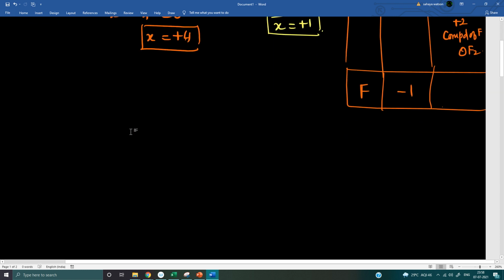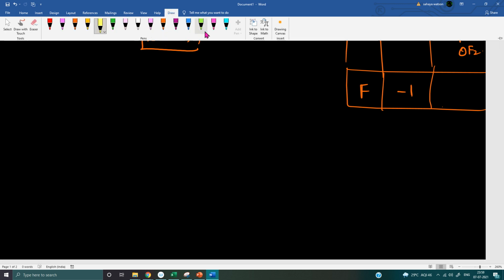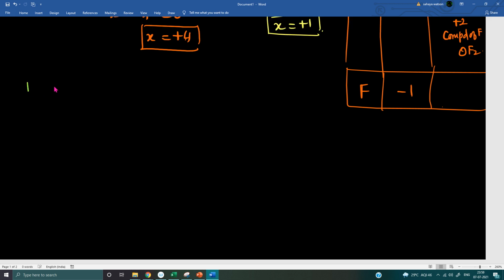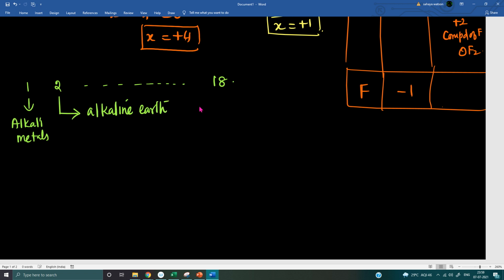Again, I am extending the rules. In the periodic table, how many groups are there? Actually, there are 18 groups, 1 to 18, right? The first group elements are called alkali metals, and the second group elements are called alkaline earth metals. The detailed study of the periodic table we will be learning in unit 3.